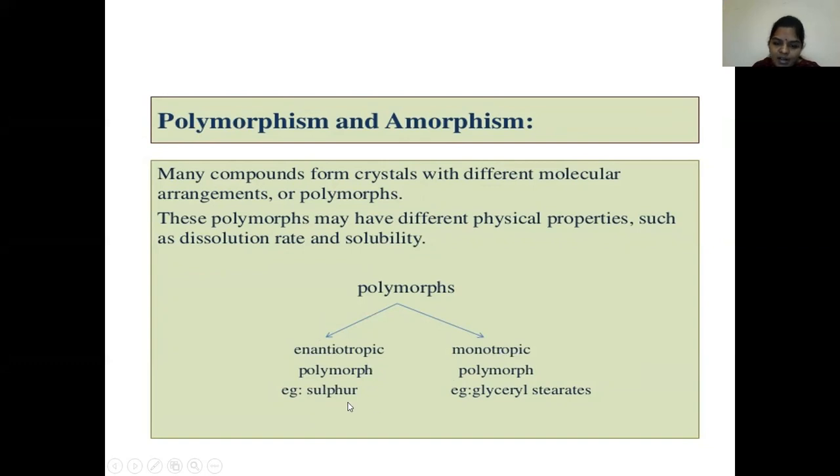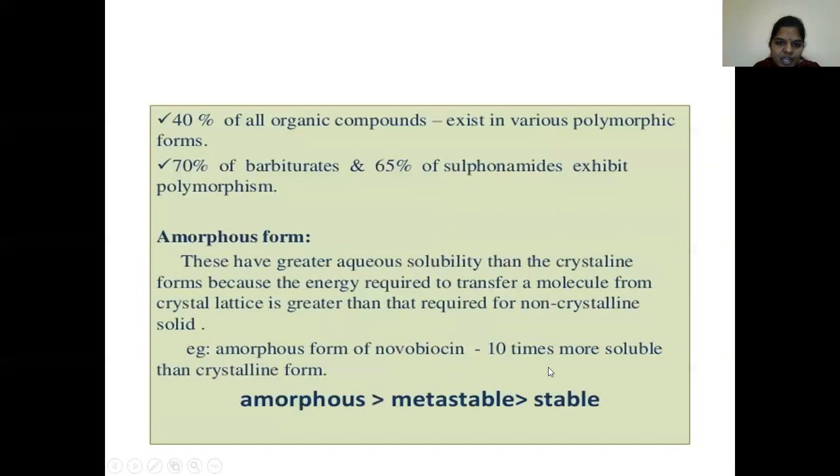Enantiotropic example is sulfur, and monotropic polymorph example is glyceryl stearate. So 40% of all organic compounds exist in various polymorphic forms. Polymorph means more than one form. Okay, more than one form it exhibits. By knowing its structure, we can estimate that it is a polymorph. And 70% of barbiturates and sulfonamides exhibit polymorphism.